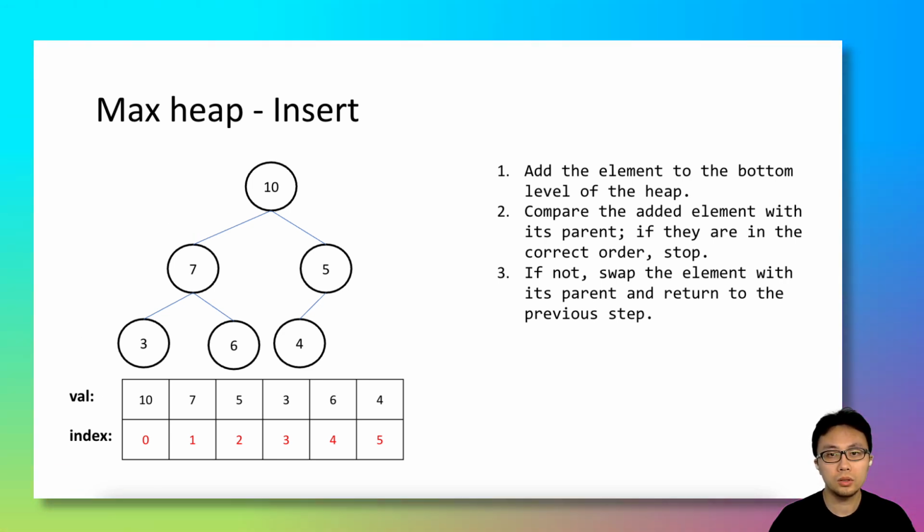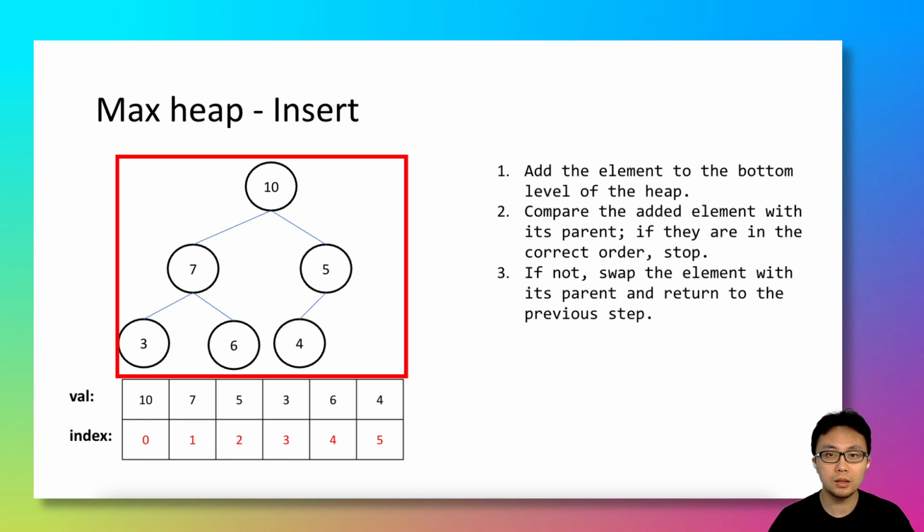If they are in the right order, your job is done. If not, you will have an extra step, which is to swap the element with its parent, and then repeat the prior steps, because the new element may still be too big and needs to be further bubbled up, which involves more swapping. Let's use an example to make sense of this.